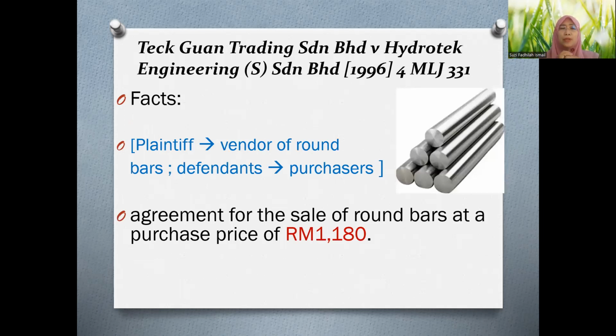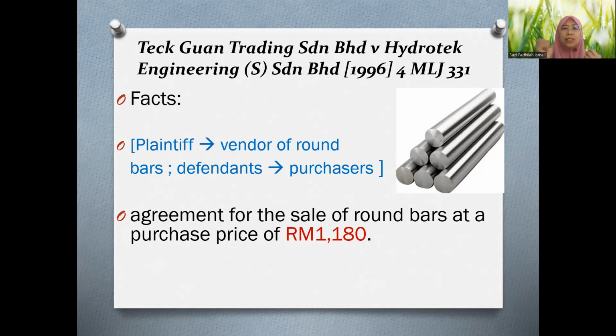In order to make a smoother discussion, the easy way of discussing the case is to identify the parties first, and then we know what happened between them. What's the dispute between them? So the plaintiff in this case was the vendor, the seller of round bars. So that's the picture of round bars. Any bar in round shape is a round bar. And who are the defendants? Defendants were the purchasers, the ones who bought the round bars.